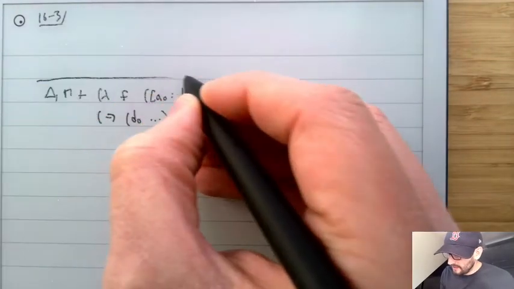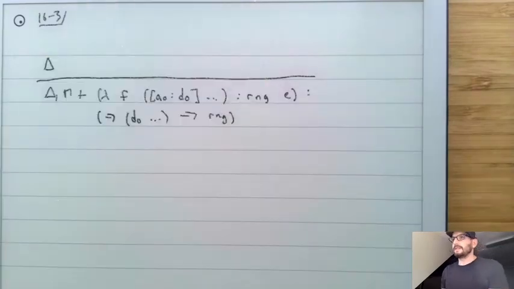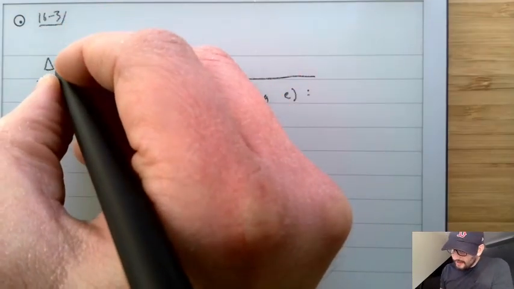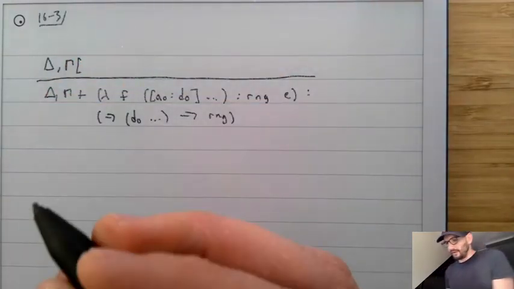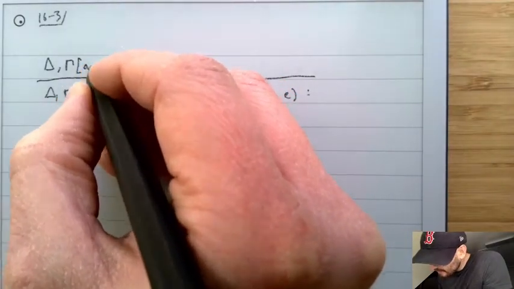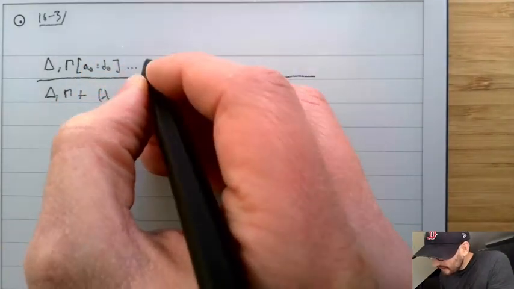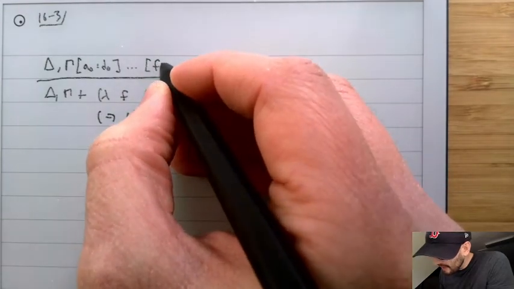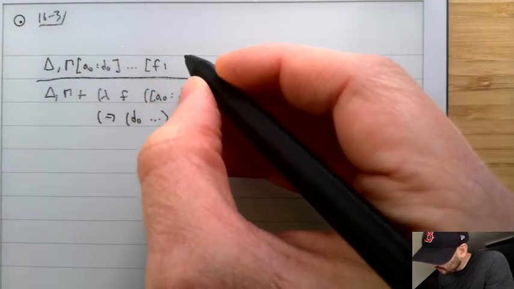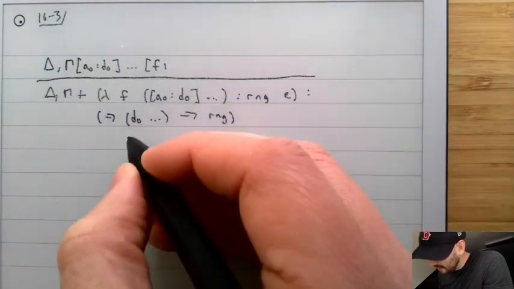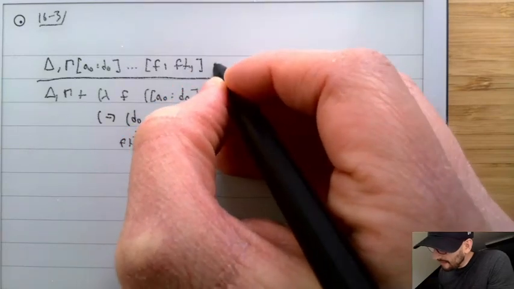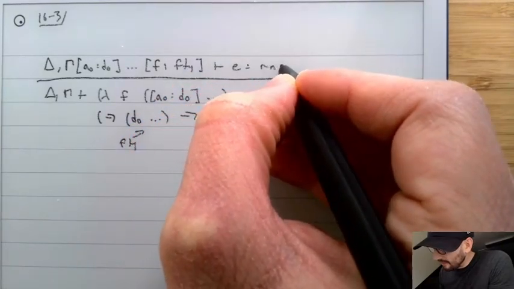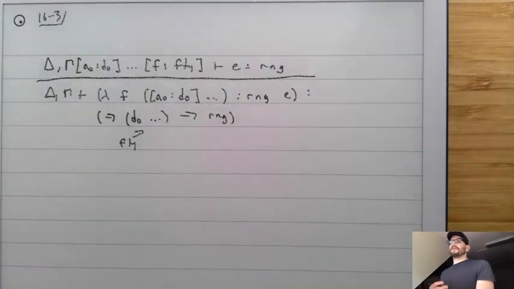This is true if, when we take delta and extend gamma with a mapping that goes from A0 to domain 0, and we also extend it with a mapping that goes from F to this function type right here, that proves that E has type range. Okay, so that's what we do for the type checker.